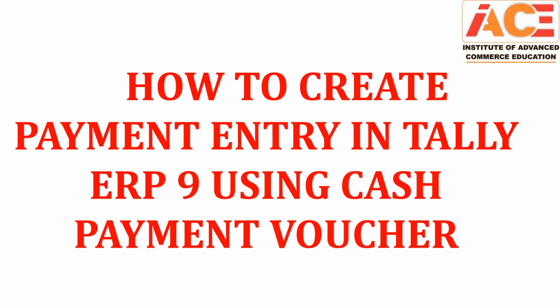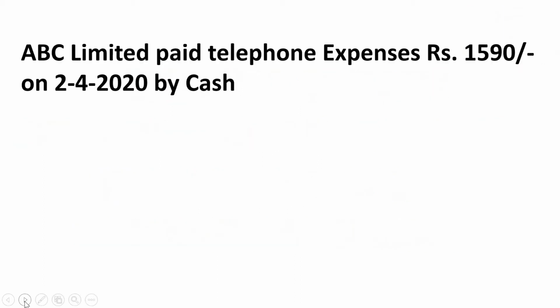First of all, I would like to tell you that the basic division of payment voucher is cash payment and bank payment. You can either make that payment in cash or you can make that payment by check. But if you are making that cash payment, how will you account for it? To understand it more clearly, I have framed one example for you.